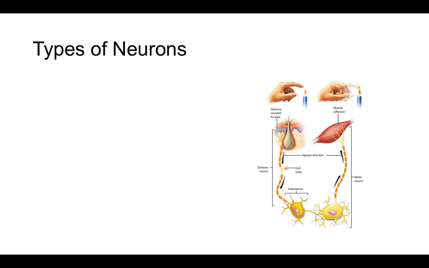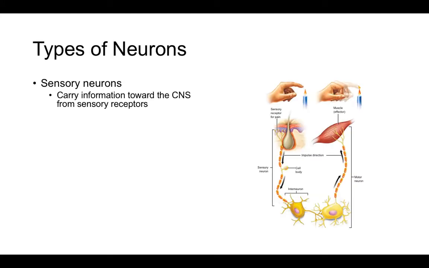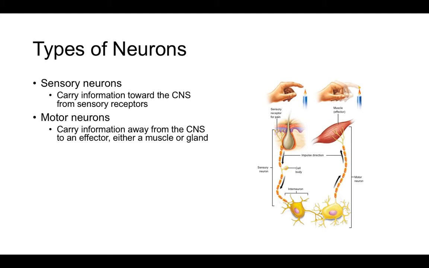So we have three different types of neurons, as we talked about. The first one is a sensory neuron. Now, sensory neurons bring information towards the central nervous system, the central nervous system being the brain and spinal cord. Motor neurons carry information out, away from the central nervous system, and this usually goes to a gland or an effector. The general term is effector. It can either be a gland or a muscle cell.